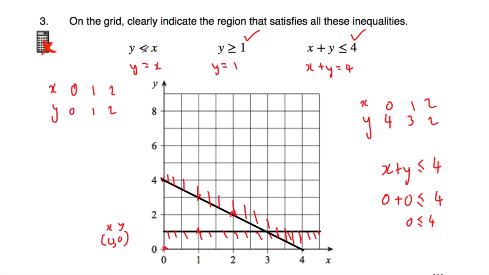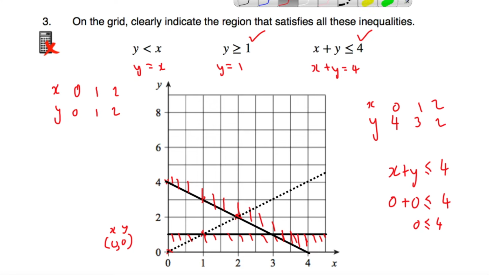So here we've got y is less than x. Whenever we draw this line, we're going to do a dashed line that goes through them. So let's do that. That's the line y equals x, but I've done a broken line because obviously the points can't be on the line itself. Now we need to decide what side of the line we're going to accept and what side of the line we're going to reject.